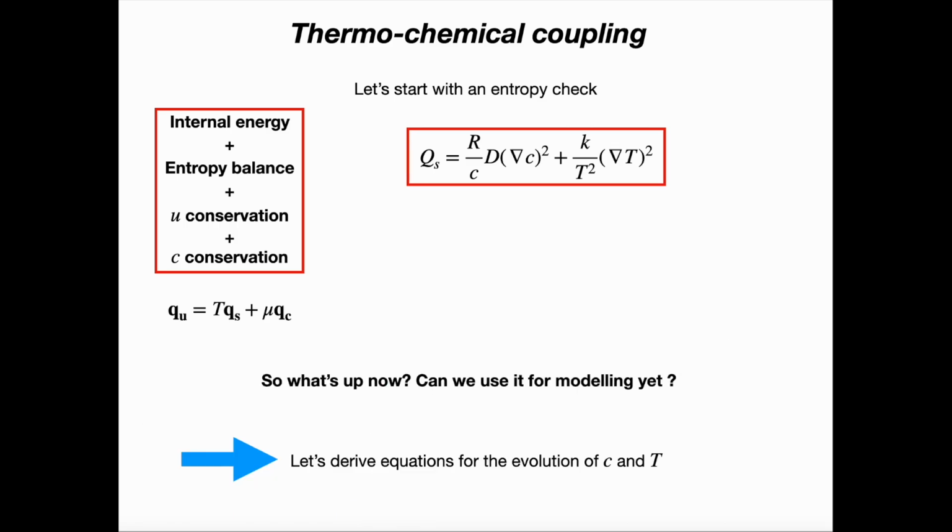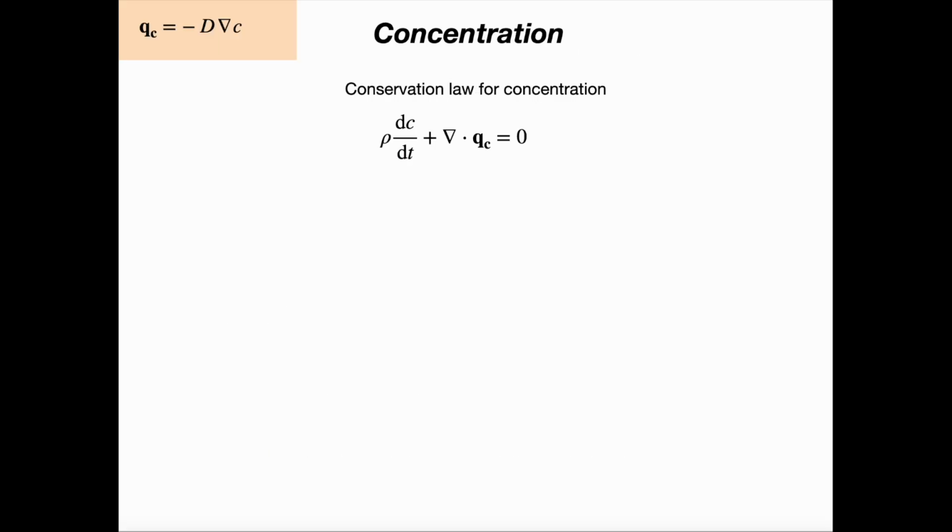So let's derive equations for this. First, we start with the concentration. So we will start with the conservation equation, rho dC/dt plus divergence of Qc. Remember, we have an expression for the chemical flux here, minus D gradient of C. So let's substitute this into this expression, and suddenly we already have the expression rho dC/dt is divergence of D gradient C.